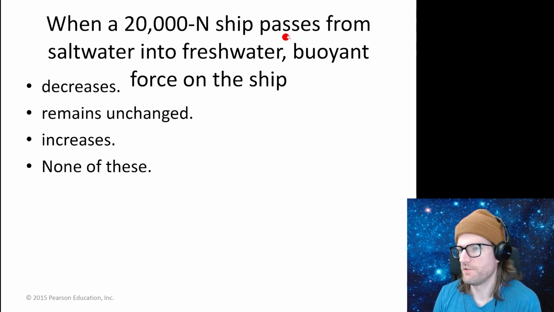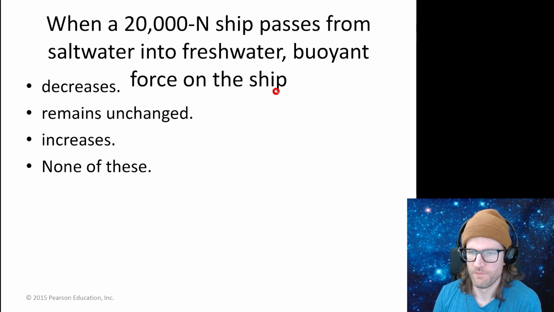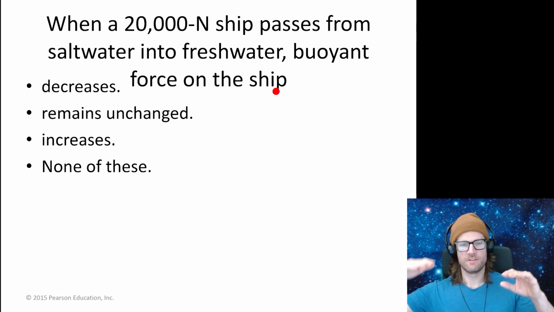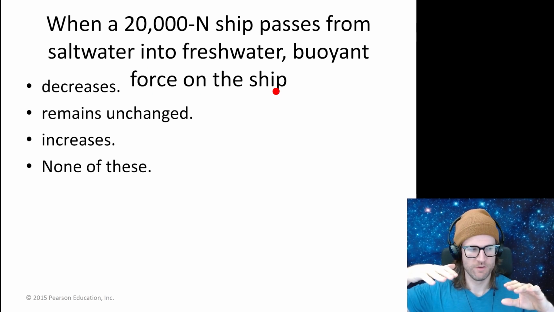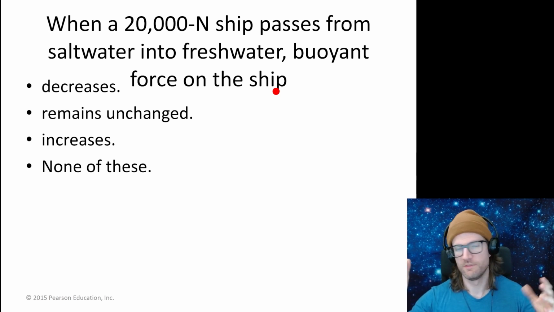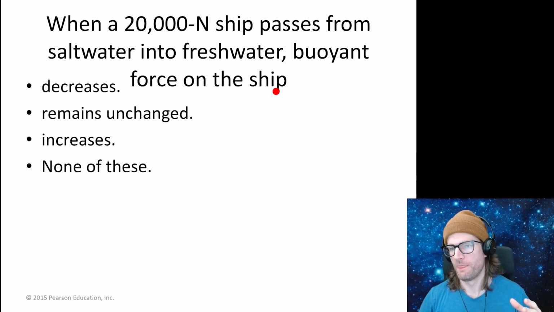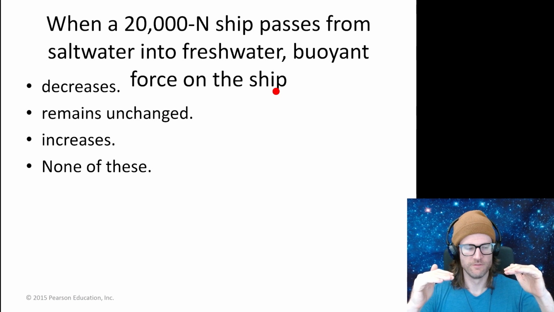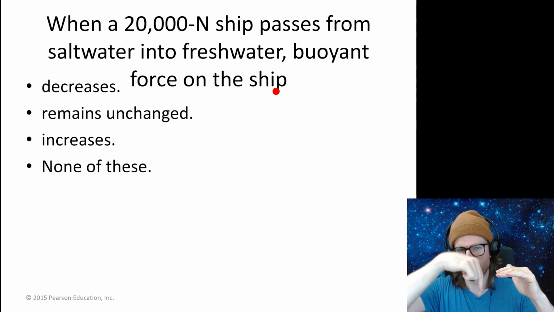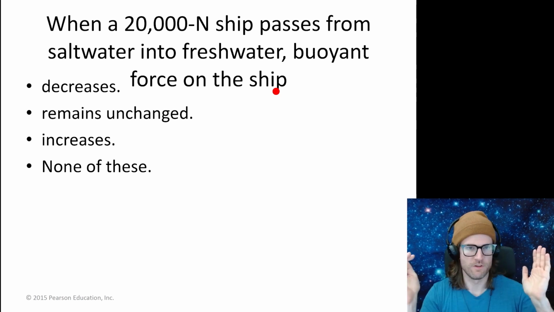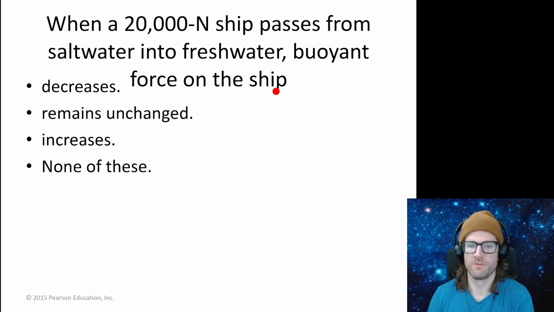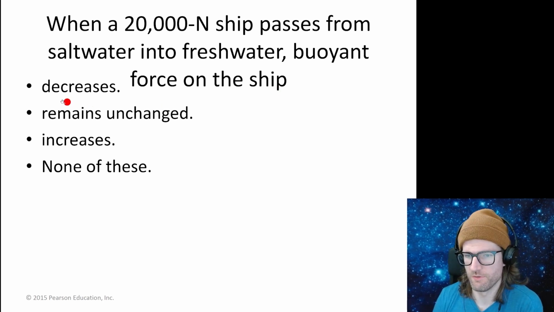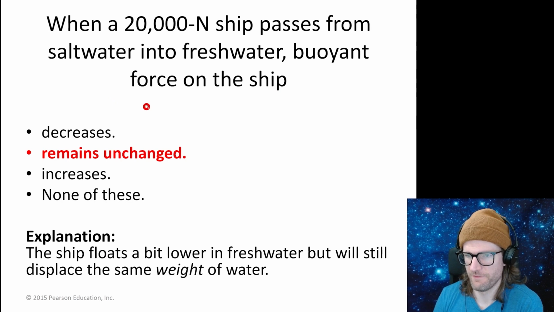When a 20,000 Newton ship passes from salt water into fresh water, the buoyant force on the ship, well, if it passes from salt water to fresh water, we know that salt water is more dense than fresh water. So that means that the boat is going to sit lower in the water to displace more. But because it's floating there and the weight is 20,000 newtons down and it's in equilibrium, it's not going anywhere, then the buoyant force will still be 20,000 newtons. So it remains unchanged. Okay.